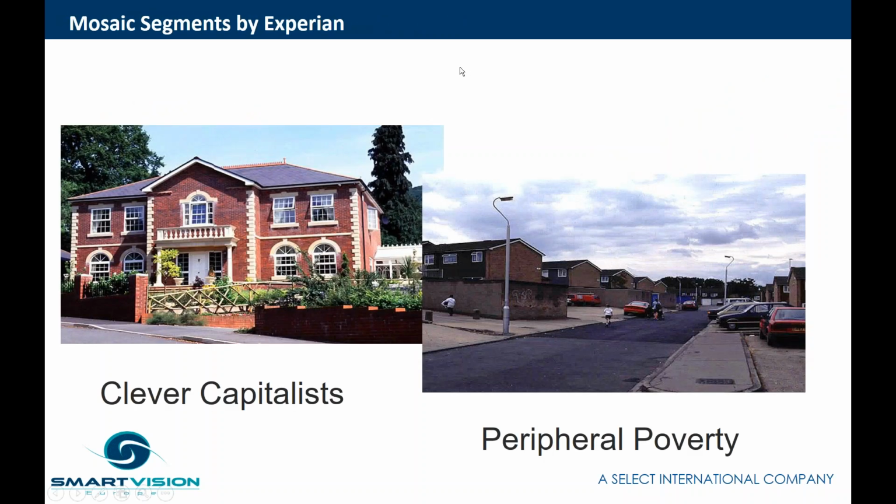So examples of Mosaic segments by Experian: they have these terms and much deeper descriptions as to who falls within these segments. We get things like clever capitalists, peripheral poverty, struggling families, affluent greys, stylish singles, that type of stuff. These are descriptions of segments, but they're trying to come up with a nice, snappy title. Sometimes that's one of the hardest things to come up with, and you really need somebody who's fairly creative to help you come up with a label for your segments.